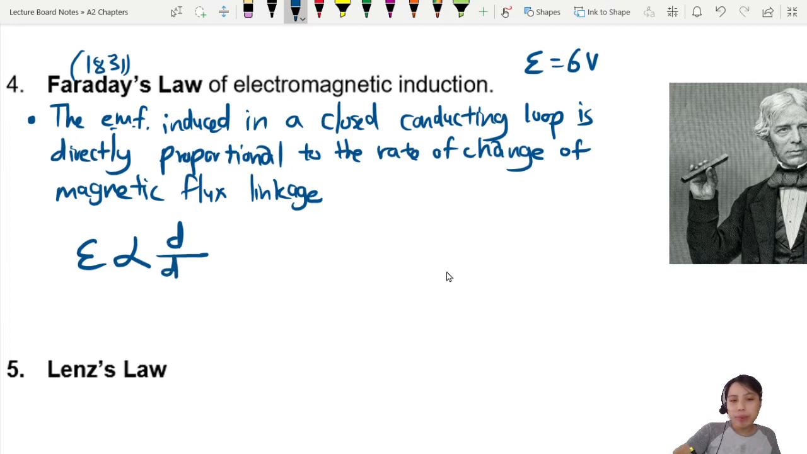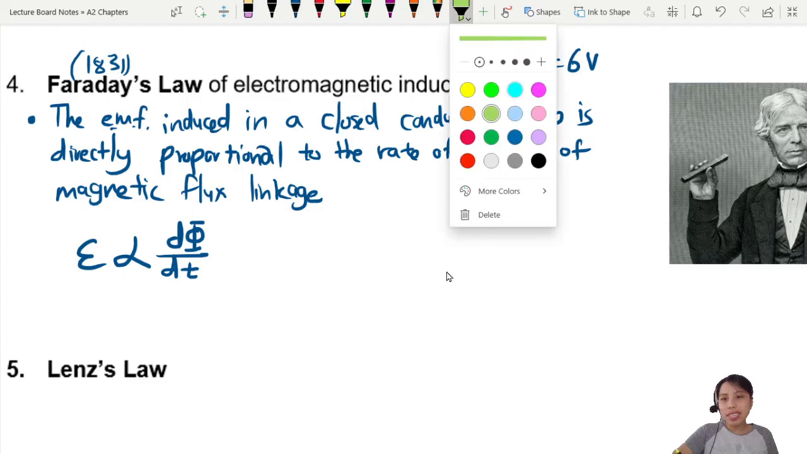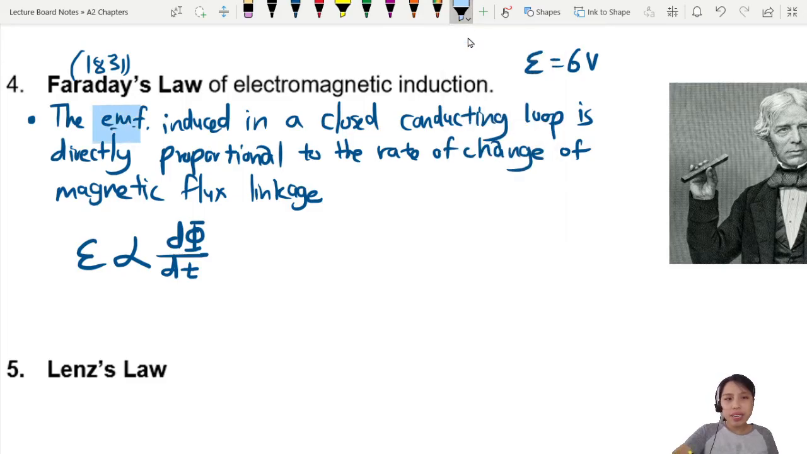Remember, we always do d by dt. So this is magnetic flux linkage, and we usually use the symbol phi. And that is the law that he came up with. So the main things you want to remember when you're writing out this definition for exams is, firstly, EMF induced is directly proportional to the rate of change of what? Magnetic flux linkage.